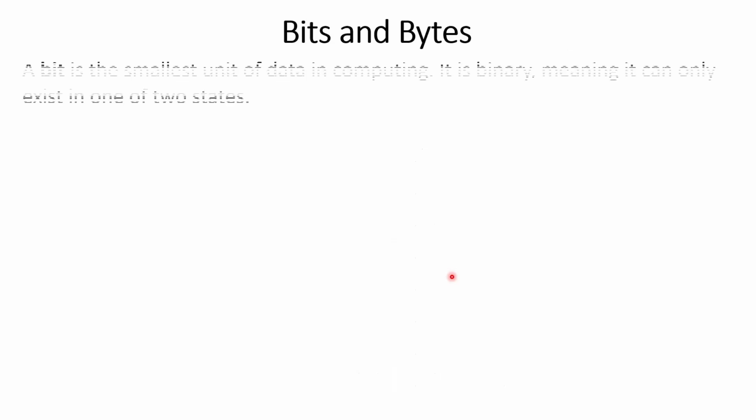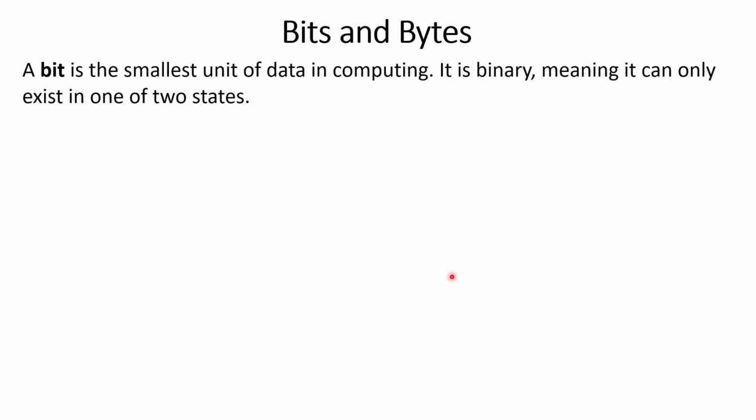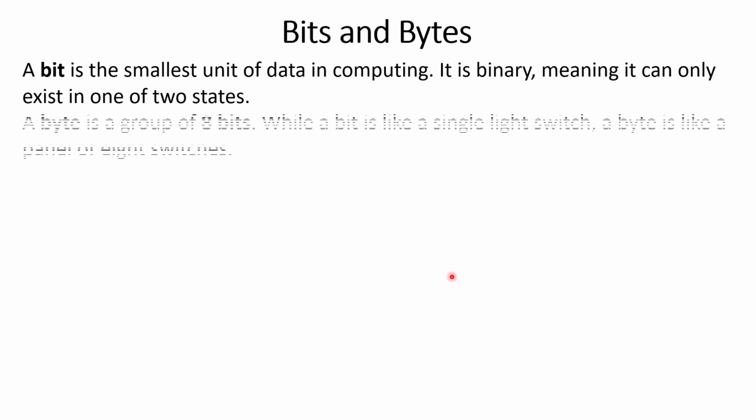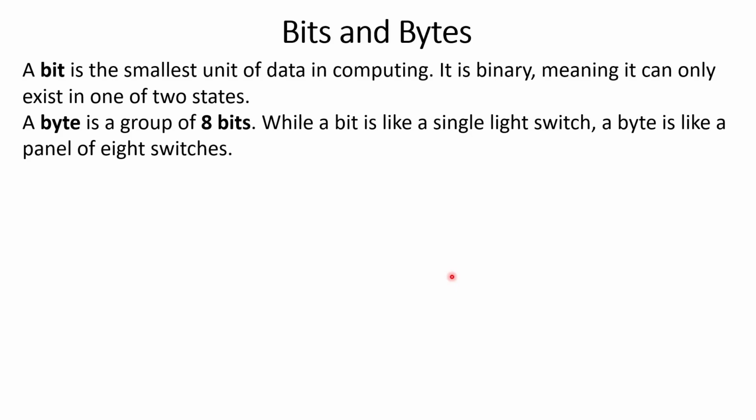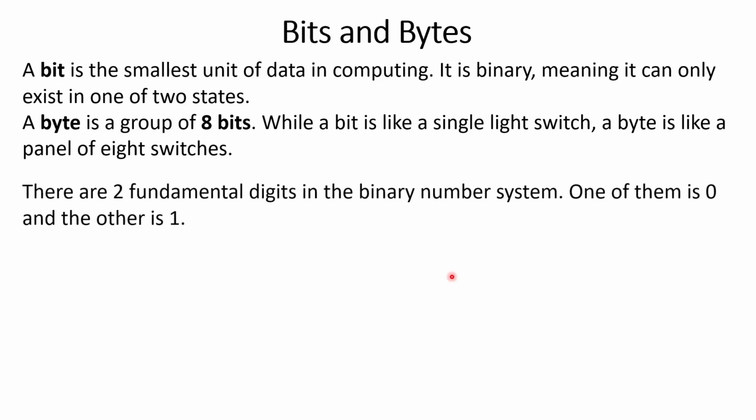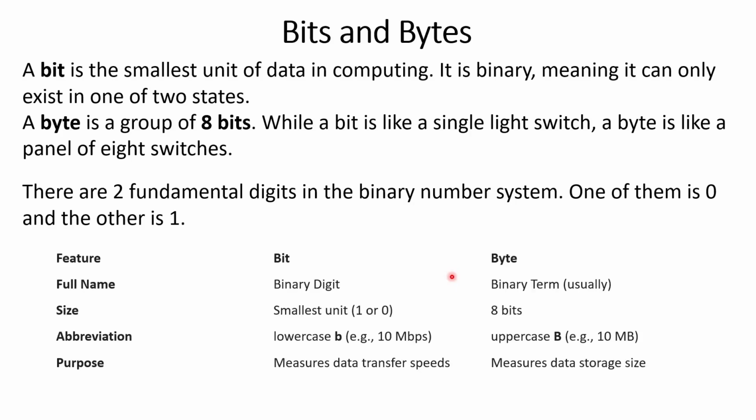So, bits and bytes. A bit is the smallest unit of data in computing. It can be either 0 or 1. And a byte is made up of 8 bits. You can imagine a bit like a single light switch and a byte like a panel of 8 switches. There are two fundamental digits in the binary system, one of them is 0 and the other is 1. There is a difference between bit and byte.